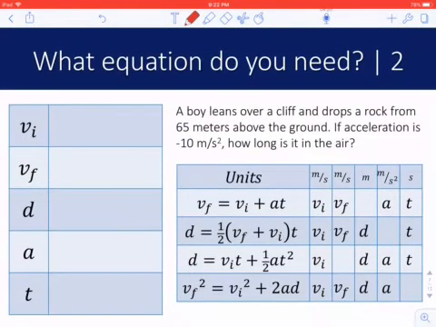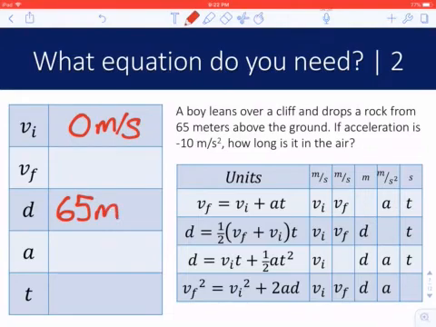A boy leans over a cliff and drops a rock. If he drops a rock, the initial velocity of the rock is 0 meters per second. And he drops the rock from 65 meters above. That is the displacement, so 65 meters is the displacement. It says the acceleration is negative 10 meters per second squared. So we have an acceleration of negative 10 meters per second squared.